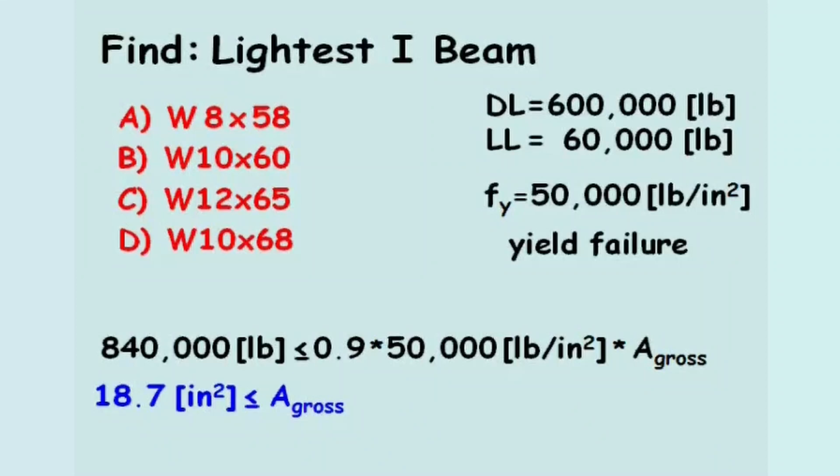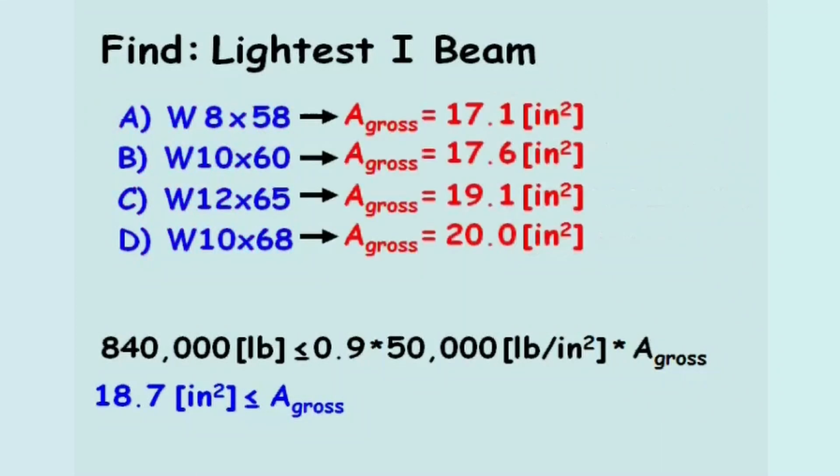Looking back at the 4 possible solutions, we can look up the gross area of each I-beam and determine the lightest I-beam with a gross area at least 18.7 inches squared, which is beam W12/65. Therefore, the answer is C.